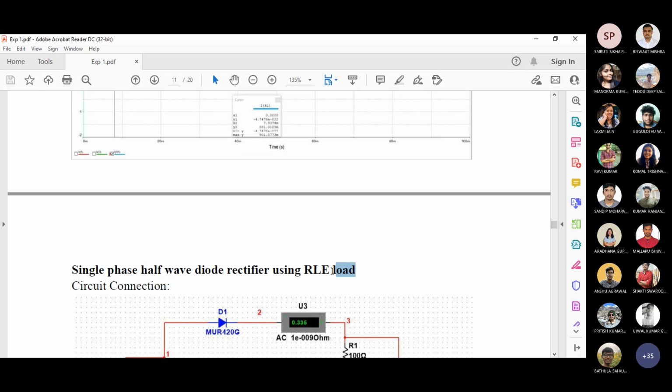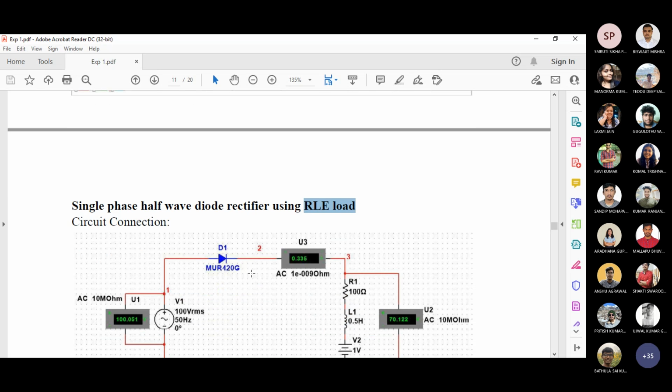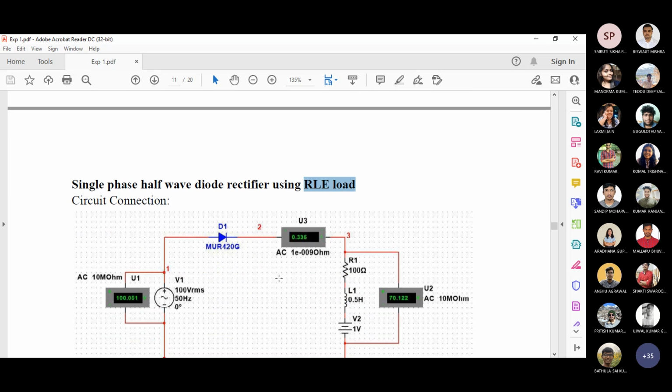Then RLE loads are there. By using that RLE load, what will be the waveforms? The values are given: 100 ohm, 0.5 henry, and 1 volt. All the values are there, and here you can see the specifications. You are using the Moore diode, Moore 420. You can cross check it.